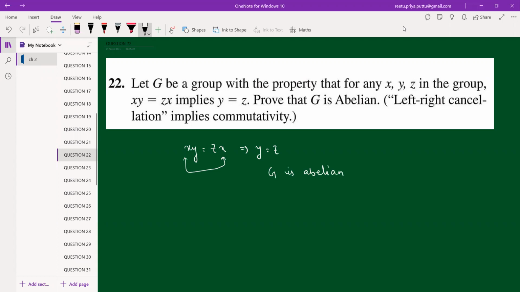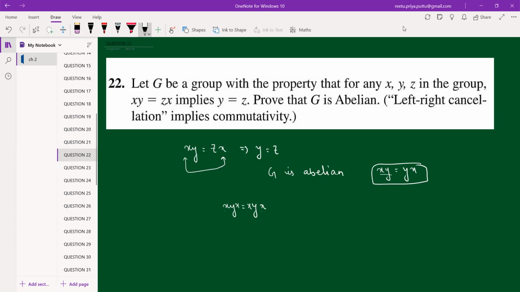That means for any x and y, we have to show that xy equals yx. So how will we solve this? In these types of questions, you have to find a basic trick or basic arrangement of the elements of G. So what arrangement are we using here? You need xy equals yx. But you know that you can cancel these two x, so you can also use x here.